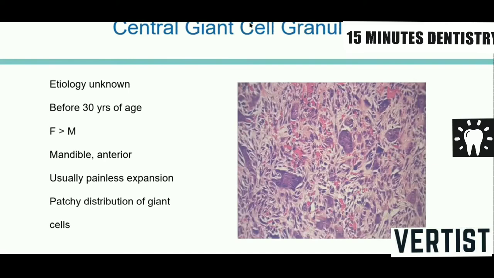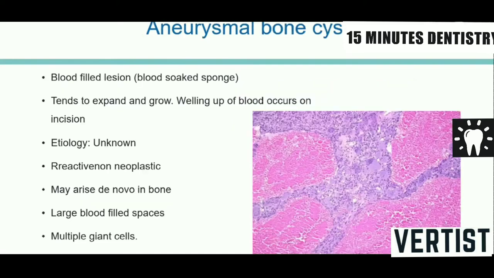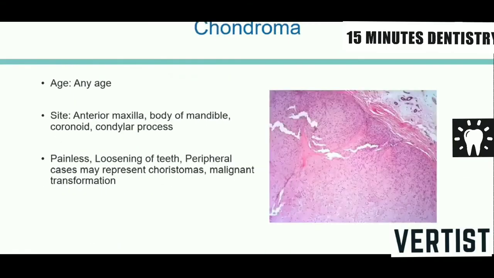So another giant cell lesion, the aneurysmal bone cyst, which is a false cyst. It is a blood-filled lesion which is compared to a blood-soaked sponge. It has an expansile growth. The smallest incision will cause welling up of blood, and histopathologically you will see large blood-filled spaces and in close vicinity multiple multinucleated giant cells.